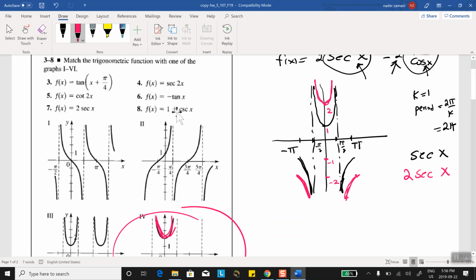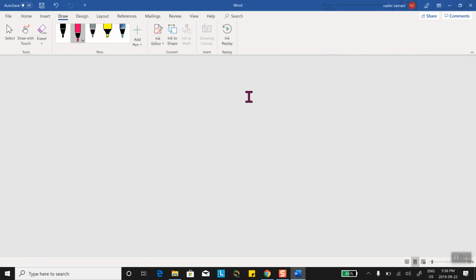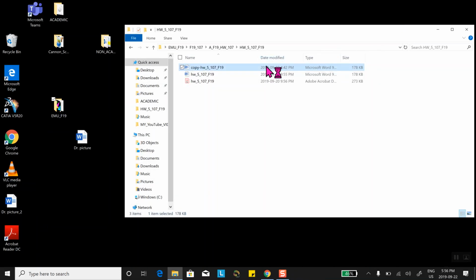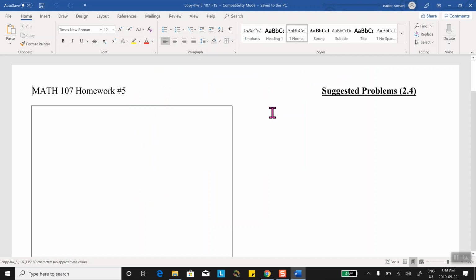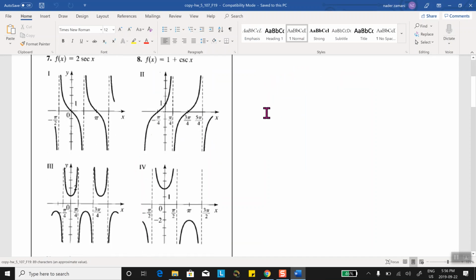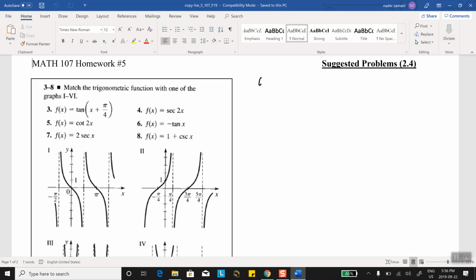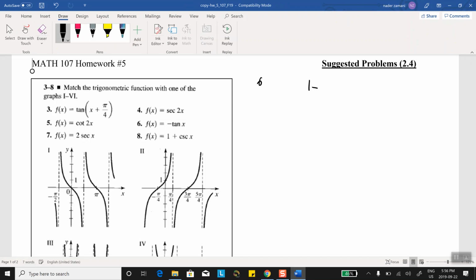Okay? Now, there are 2 more. The final problem is 1 plus cosecant of x. Let me close that. Start it again. Okay, so this is number 6. Number 6 is 1 plus cosecant of x, or simply 1 plus 1 over sine of x. The only reason I did it like this is because if you know how cosecant looks, then all you do is shift it up by 1 unit and you're going to be set.